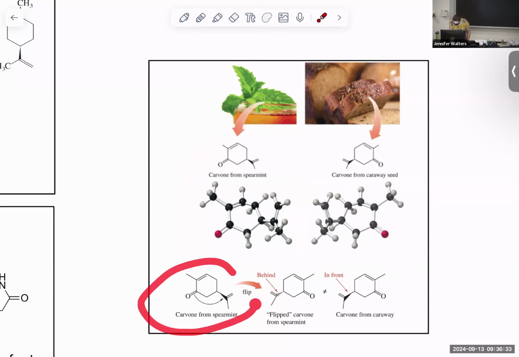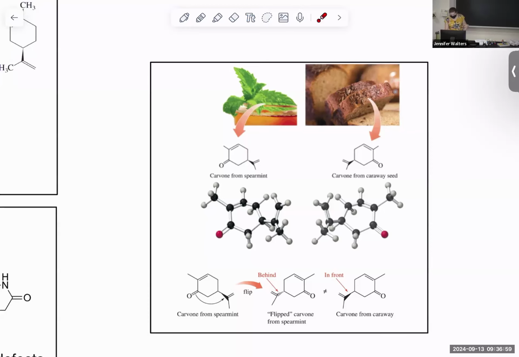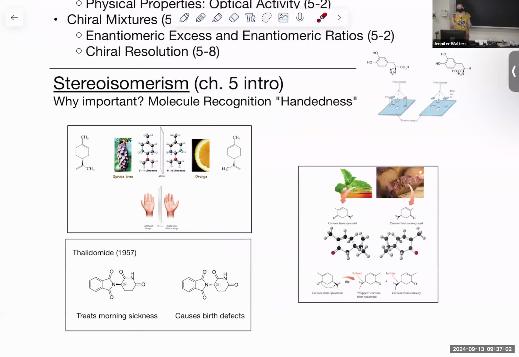But if I take that spearmint and I flip it over like a pancake so that they are now exactly on top of each other in every way, what I see is that one is a wedge and one is a dash. The dash is the spearmint. The wedge is caraway, like the rye bread, like two very different flavors. That's why we care about chirality, because we have this handedness and nature uses that to tell the difference between the different molecules, to get this extra level of diversity.